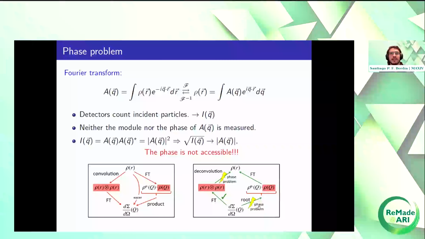But in the case of the experiment, we have the intensity of the scattering, but we cannot reach by doing math our density of the scattering because of this phase problem. We don't know the phase of the scattering wave. So we need to find another method to analyze the data coming from the SWAXS experiment.